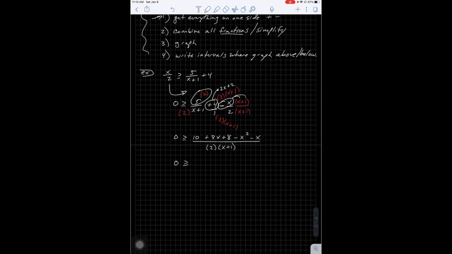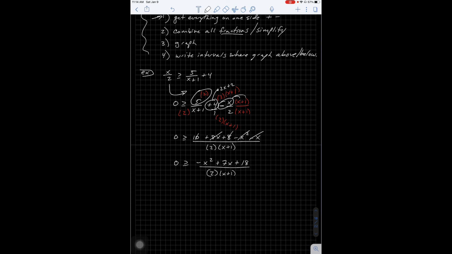I'm going to simplify the top of this. So let's see, I've got a negative x squared. I've got an 8x and a minus x, which is 7x. And then a 10 and an 8 is an 18, over 2 times x plus 1.